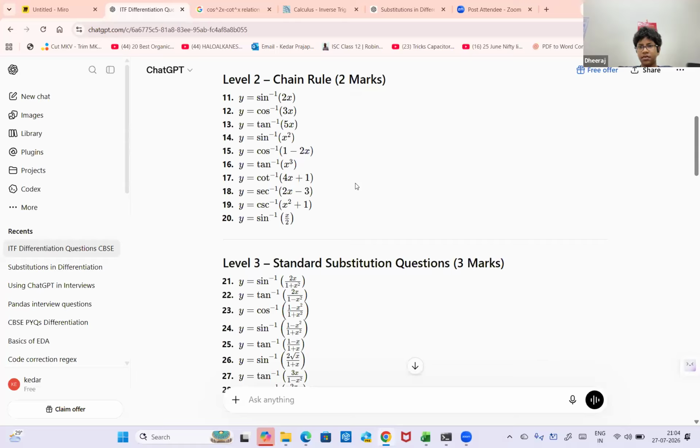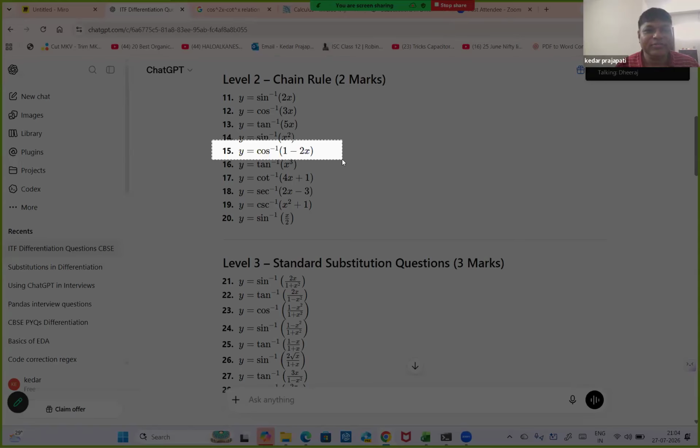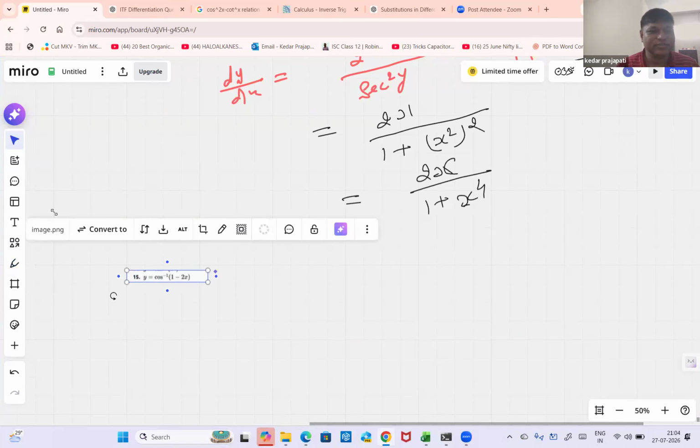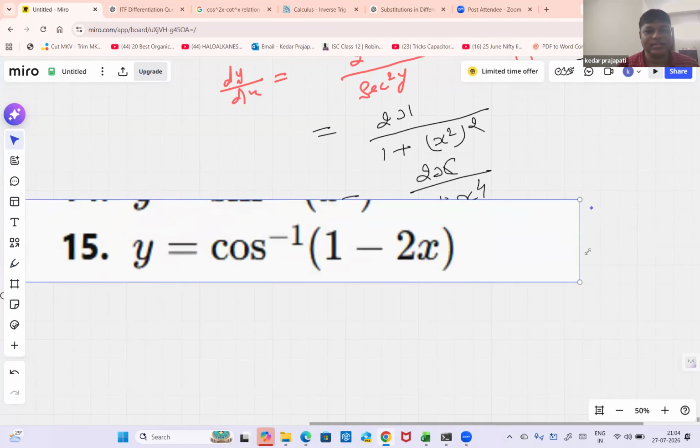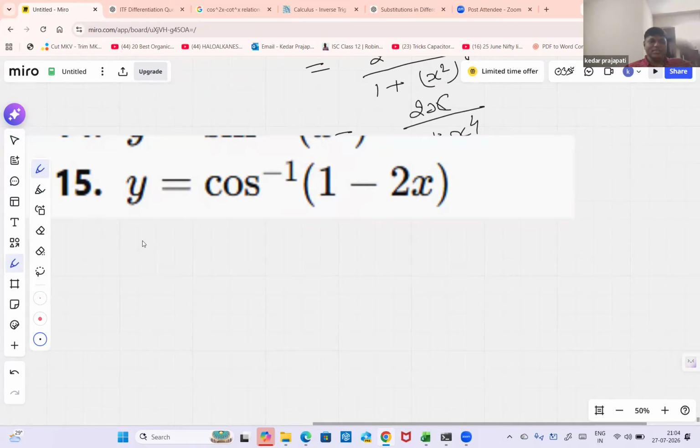Okay. Now I think you are getting comfortable, right? So let us solve this 15th. It's very simple. Inside whatever value comes, consider that as theta or x. Let us do here. Bring this side. See, cos y is equal to 1 minus 2x.